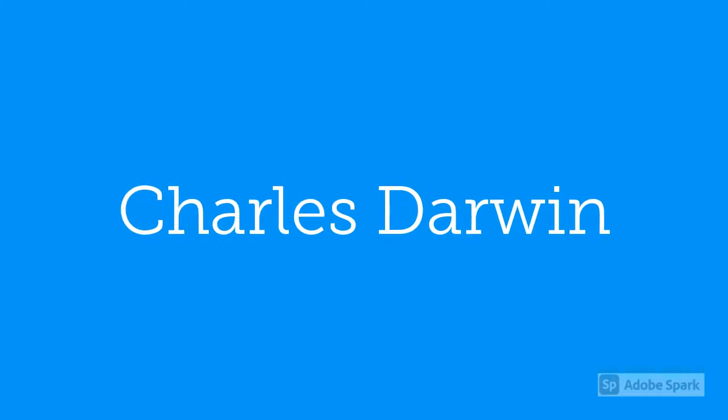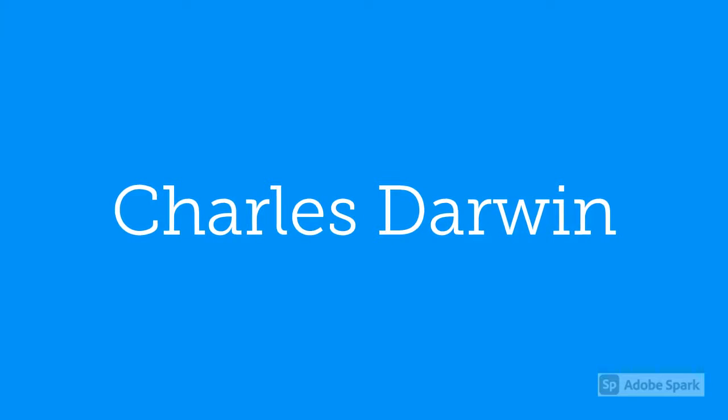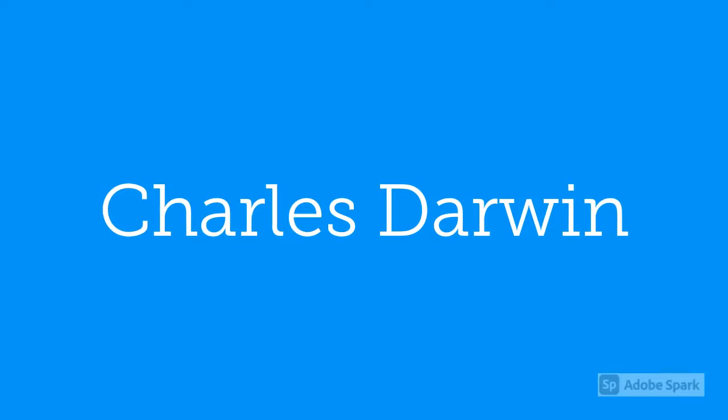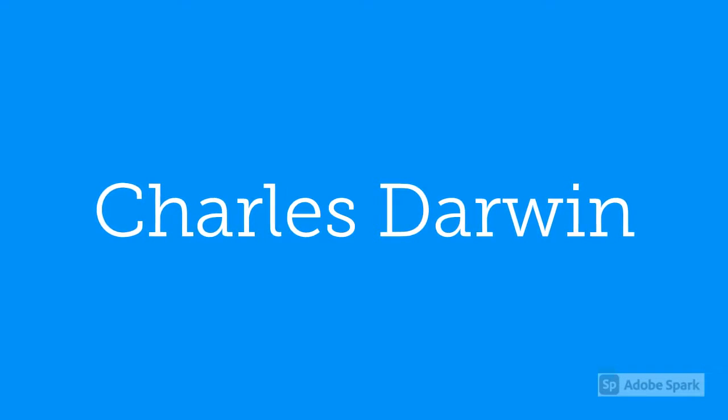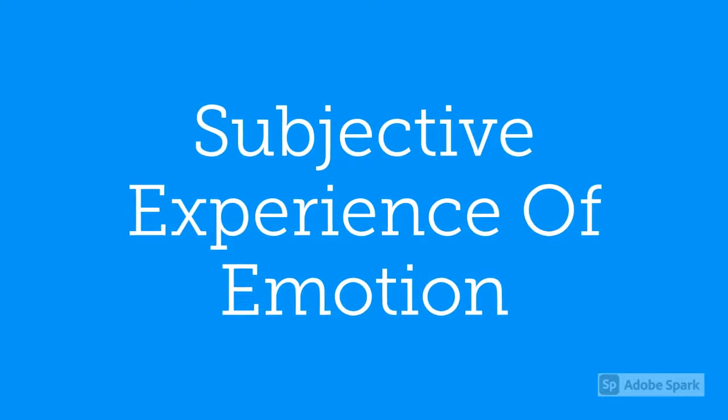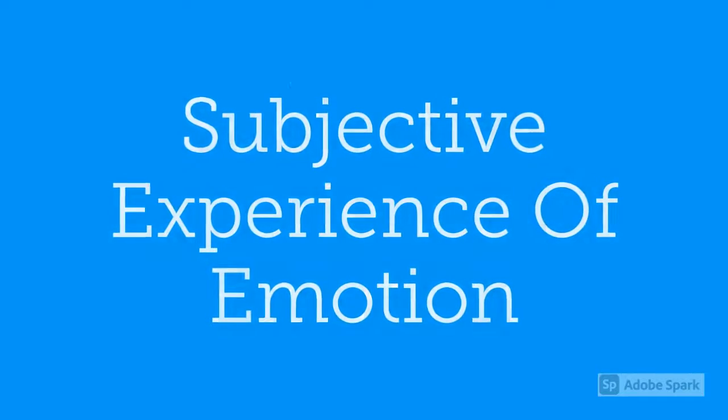Charles Darwin was one of the earliest scientists to systematically study emotions and their expression. He argued that emotions reflect evolutionary adaptations to the problems of survival and reproduction. Today's evolutionary psychologists believe that the emotions are the product of evolution and that they help us solve adaptive problems posed by our environment.